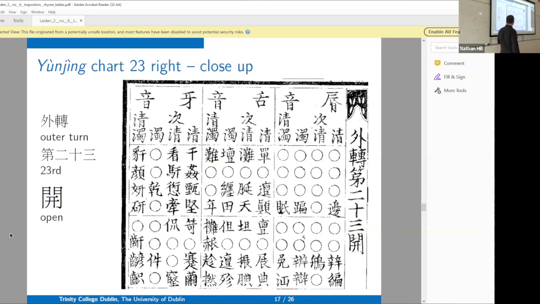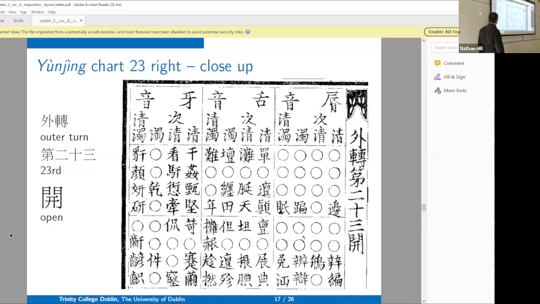So here is the close up of the right side of page 23. And we're looking at this information. This is kind of, let's say, metadata about the whole page. Okay, so now I've transliterated it here. And the easiest part is it says 23rd because it's page 23. You can see that it says 23. So that's the page.